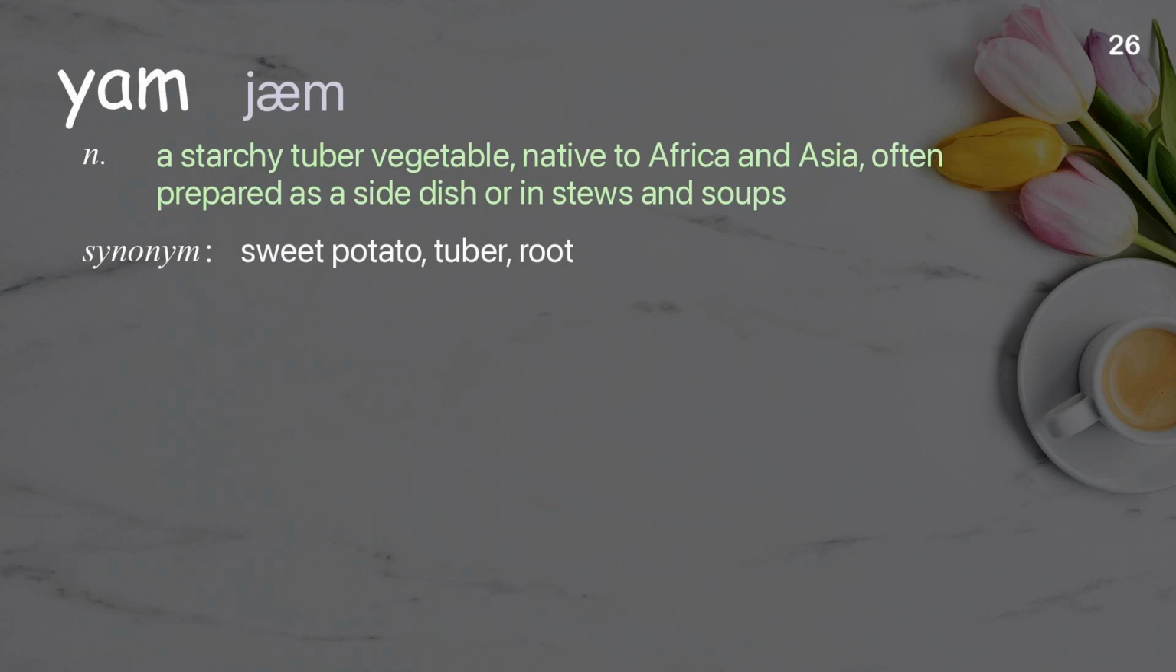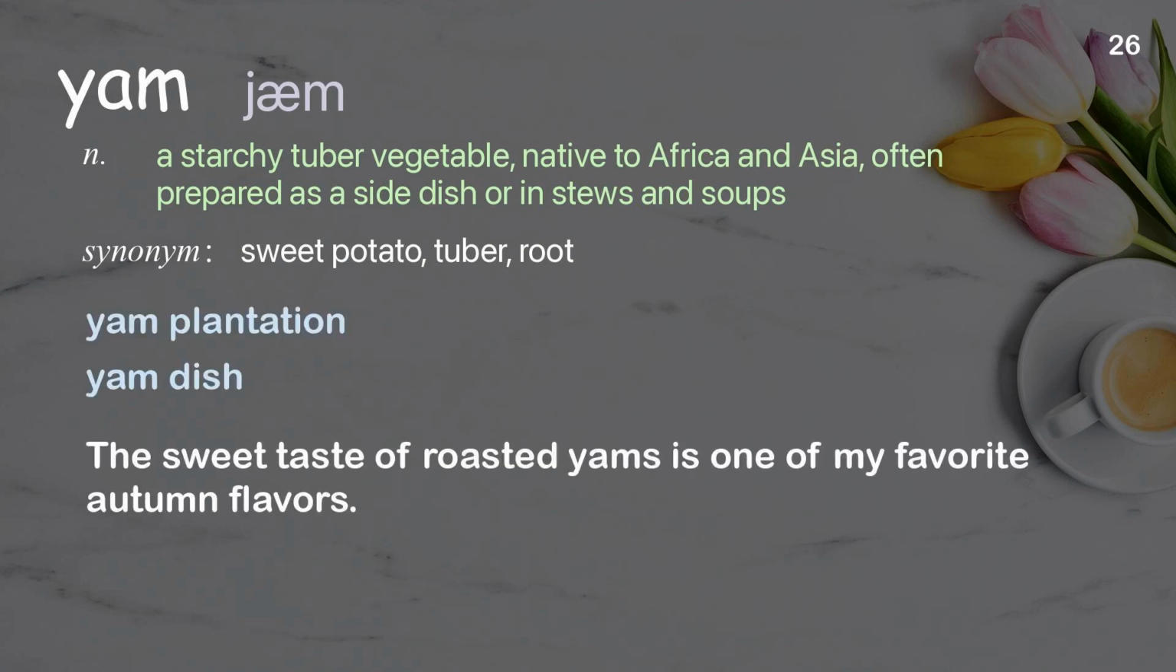Yam. A starchy tuber vegetable, native to Africa and Asia, often prepared as a side dish or in stews and soups. Examples: Yam plantation. Yam dish. The sweet taste of roasted yams is one of my favorite autumn flavors.